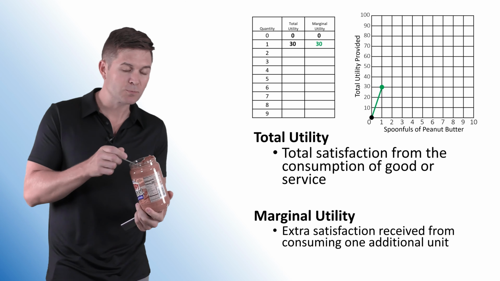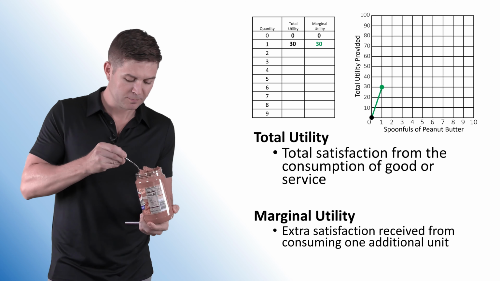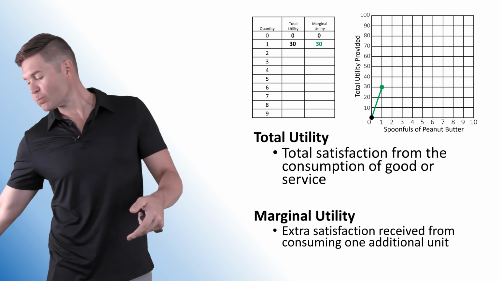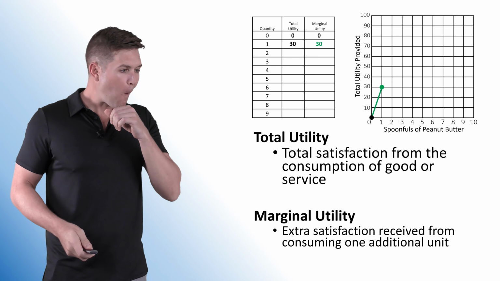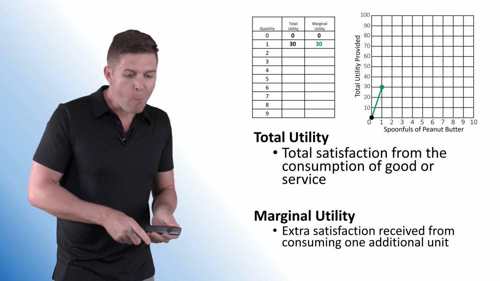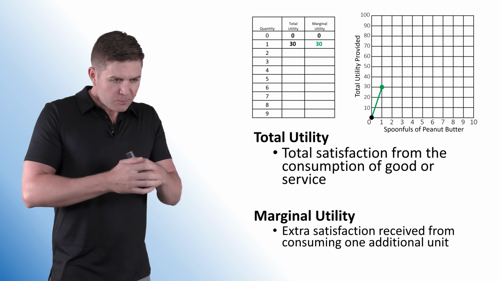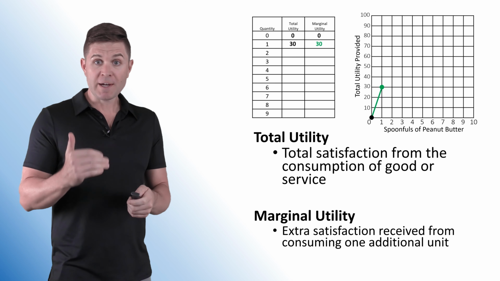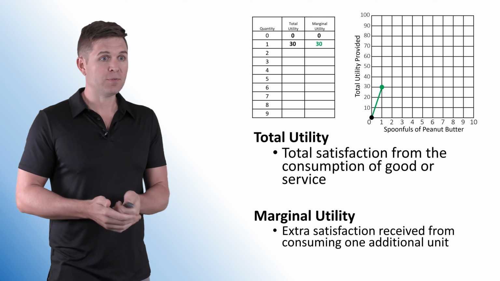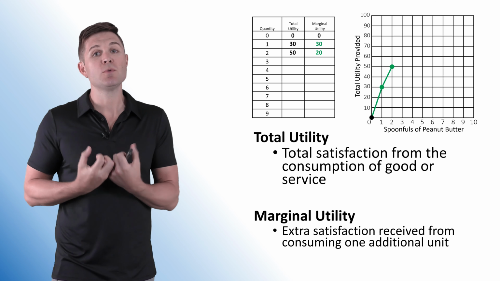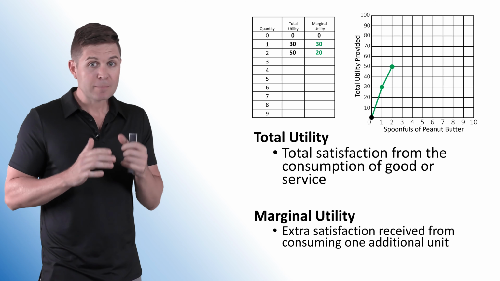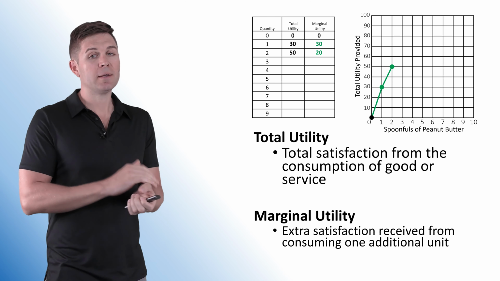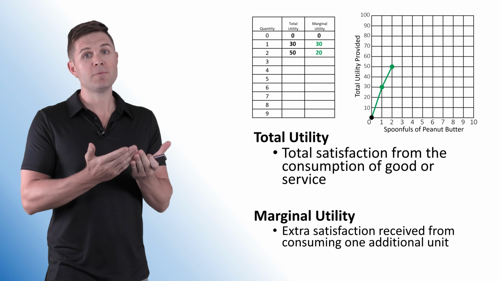Now I'm going to take another bite to kind of help explain this. Oh, no. Okay. So that's about 2 servings of peanut butter right there. All right. Now, that second one did give me satisfaction as well. I'm going to say I got about 20 utils of satisfaction from that particular bite. Now, my total utility is up on the table up to about 50 utils.